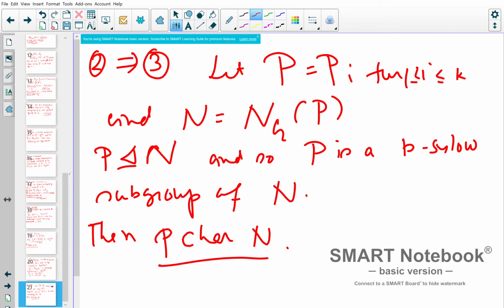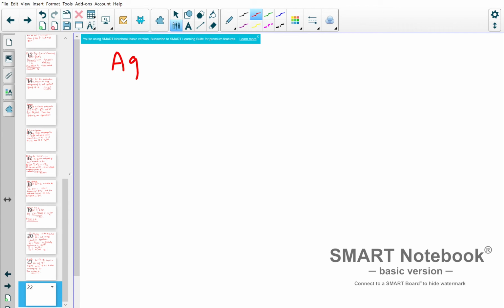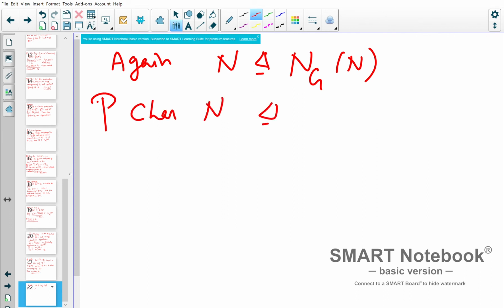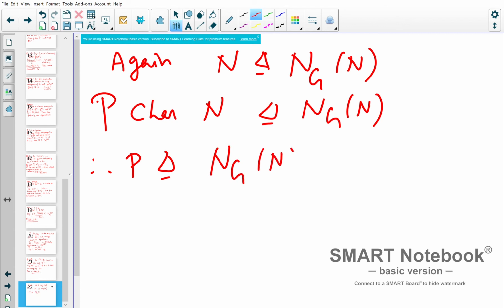Now again, you see that N is sitting inside the normalizer of N in G. N is also a subgroup of G, so we can talk about the normalizer of N, and N is sitting inside it. That is obvious. And not only that, N is also normal inside that. So we have P which is characteristic in N, and N is normal in this. That means P is normal in the normalizer of N in G. A characteristic subgroup of a normal subgroup is normal. We have already done this in the tutorial. So P is normal inside the normalizer of N in G.